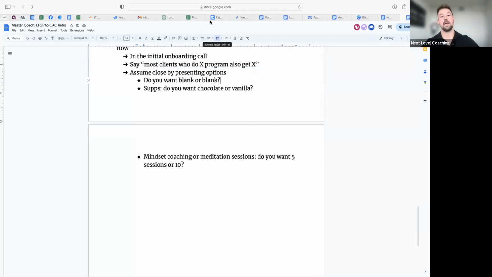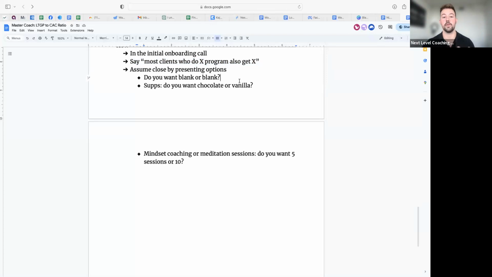So we bypass asking that question and we just present them the two options. Let's say that it's supplements. With supplements, I would say, great. Most people who do our 3-month program also tend to get protein powder and pre-workout with the program as well. Do you want chocolate or vanilla? I'm already assuming that they're going to say yes, so I ask them, what do they want? What's the A/B? It's a multiple choice question.